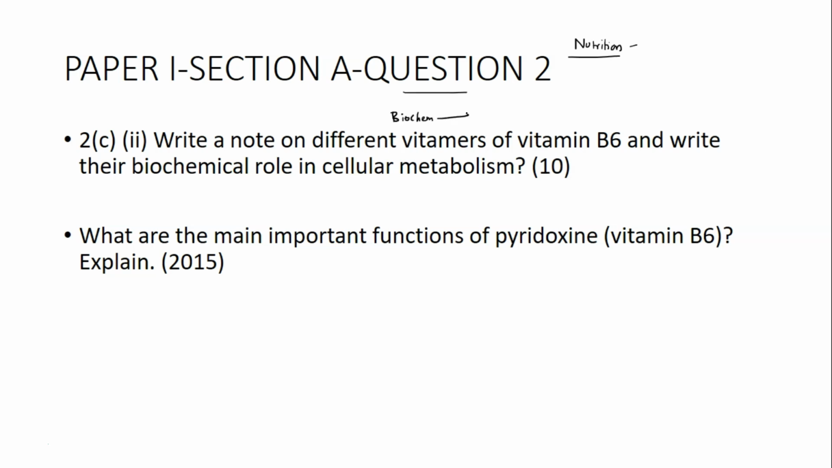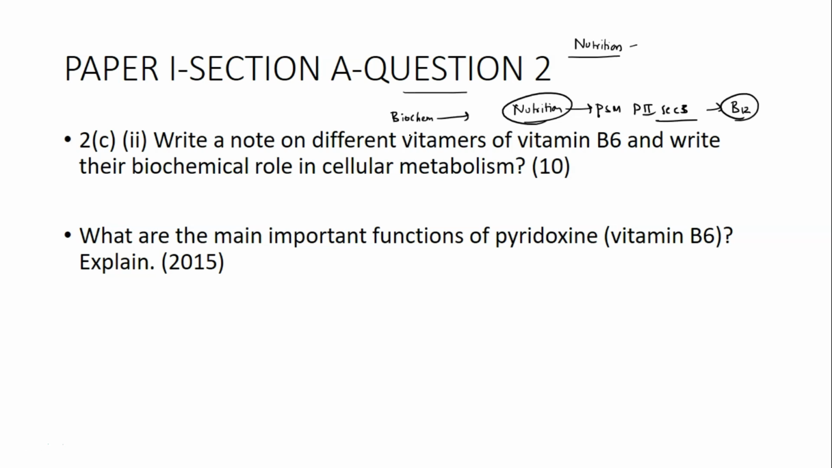So the same vitamins can also be asked from the nutritional point of view from PSM, that is paper 2 section B also. That was done last year. Like vitamin B12 was actually asked in paper 2 section B. So what is the difference here?